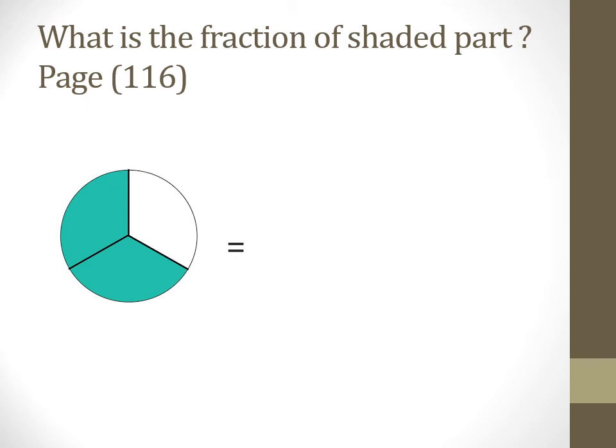What is the fraction of the shaded part? We say first I make fraction line, then count the shaded parts. Let's count 1, 2. Very good, I write 2 in the top. Okay, then count all parts. Let's count 1, 2, 3. I have 3. I write 3 in the bottom. I can read this fraction 2 over 3.